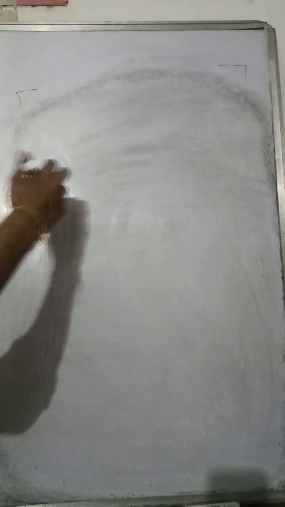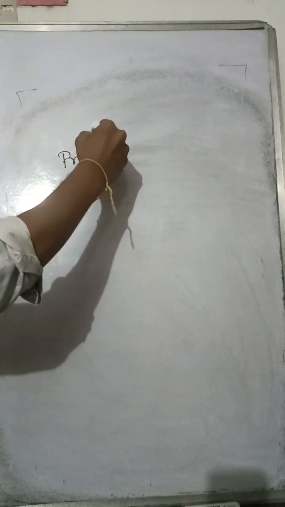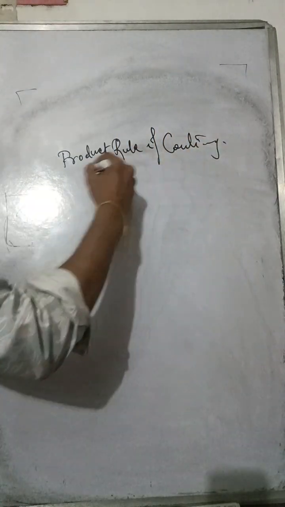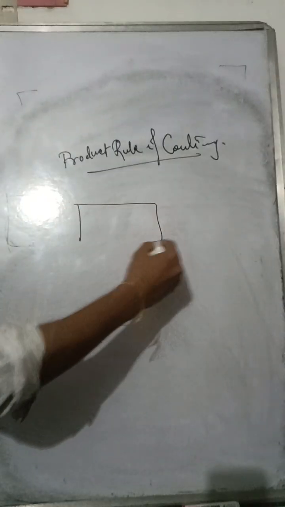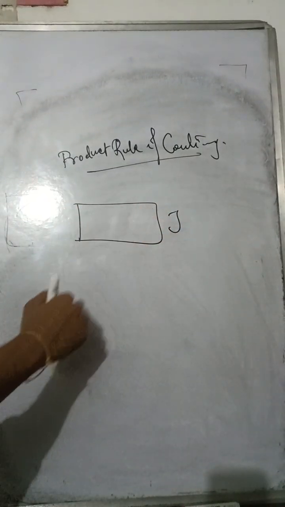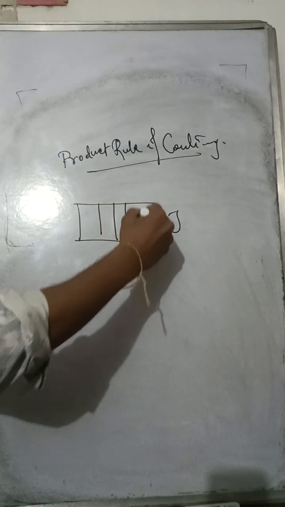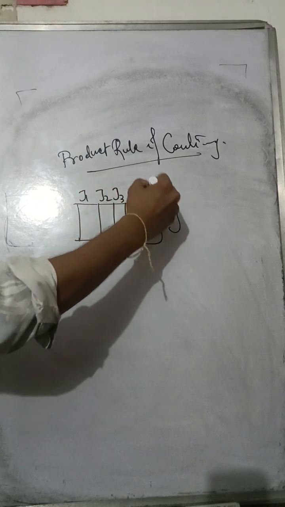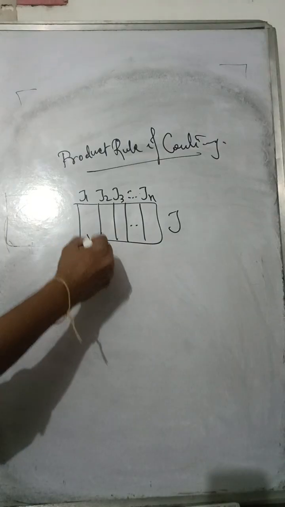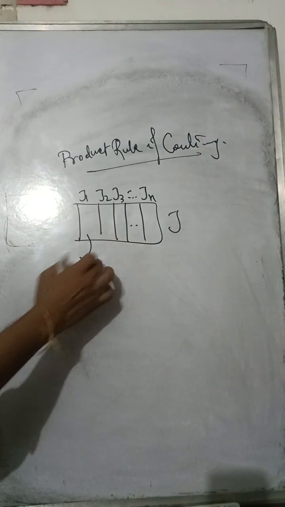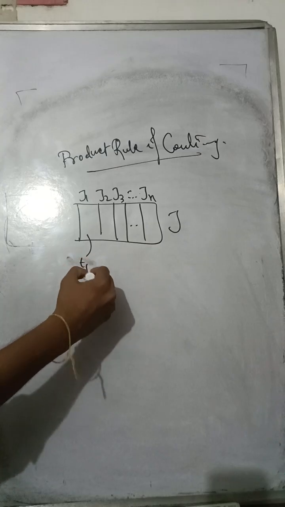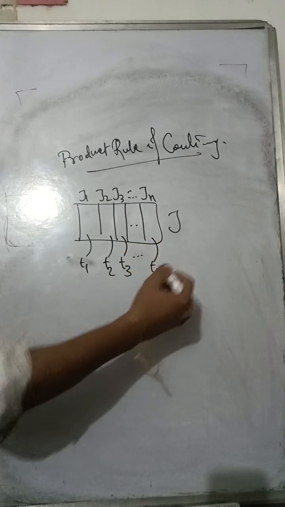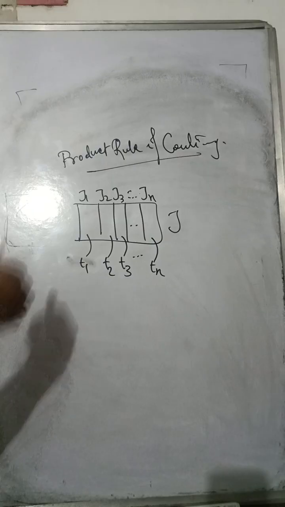First of all, there is something called the product rule of counting. What does the product rule of counting tell us? Suppose we have a big job, J, and we break this job into sub jobs, J1, J2, J3, up to Jn. Suppose J1 can be completed in T1 ways, J2 in T2 ways, J3 in T3 ways, and so on, Jn in Tn ways. So what does the product rule really tell us?